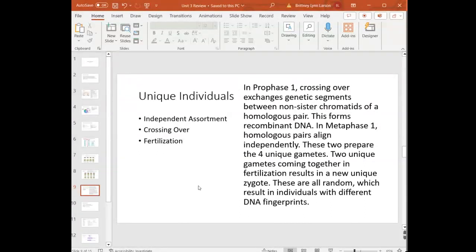So I want you guys to think through, if you have a question like that, crossing over, independent assortment, and fertilization, they're all random events that shuffle up the DNA and result in unique individuals. But if we're talking about the very in-depth answer, this is the most in-depth, most correct answer. Okay?